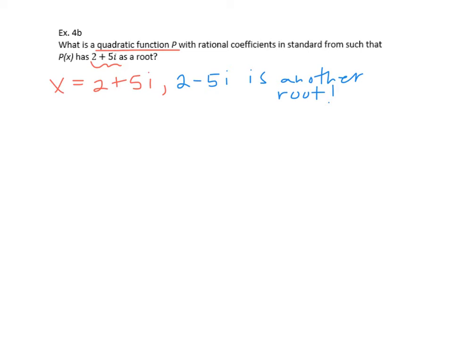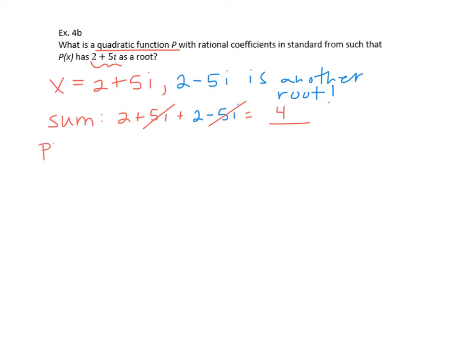If we apply the sum and product rule, the sum is usually easier than the product. And what will happen when we're done is that all the i's will cancel out. We won't have an i in our quadratic answer. Take 2 plus 5i plus 2 minus 5i and add them all together. Well, the 2 and the 2 create 4, but the positive 5i and negative 5i cancel out. Therefore, the sum is 4.